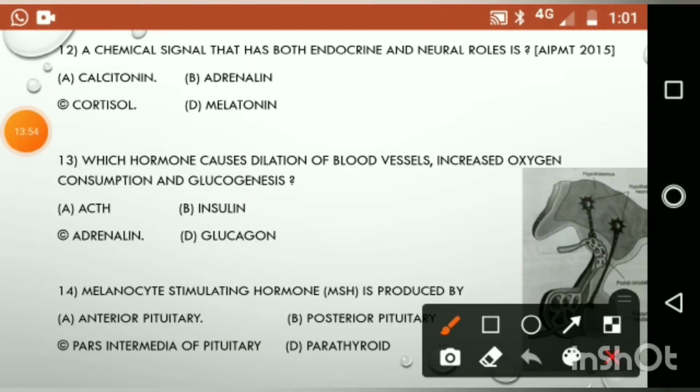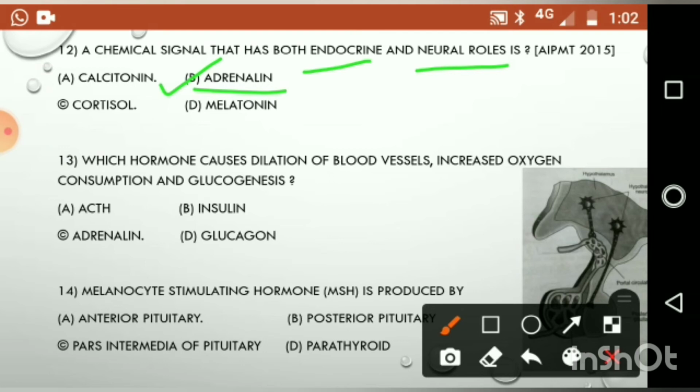Your next question is, the chemical signal which has both endocrine and neural role is, and your options are A. calcitonin, B. adrenaline, C. cortisol, or D. melatonin. Pause the video and answer the question. And the correct answer for this question again is adrenaline. I already discussed adrenaline in the previous question.